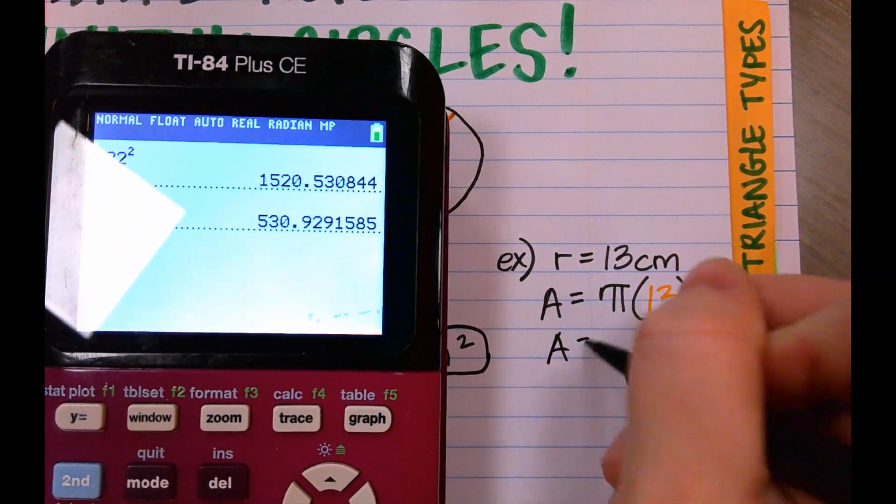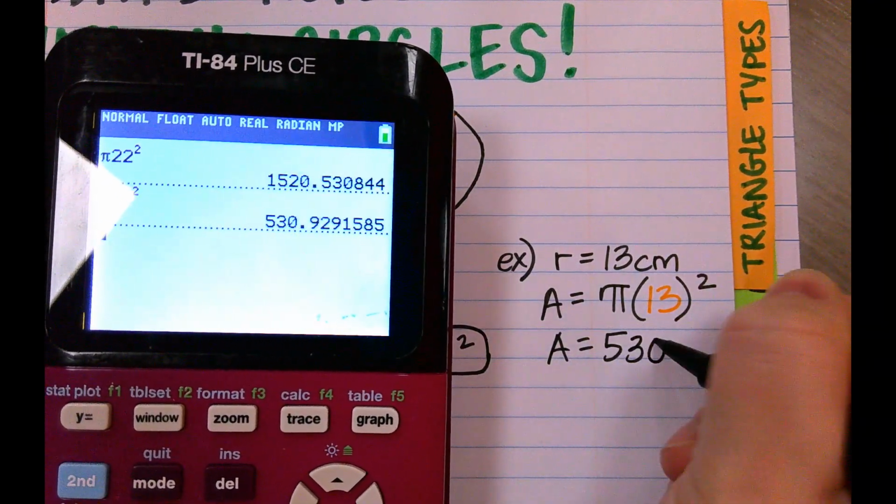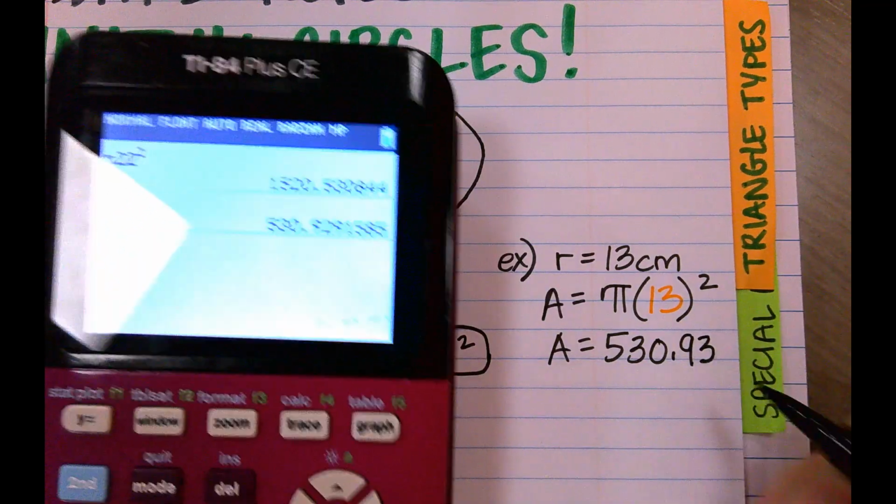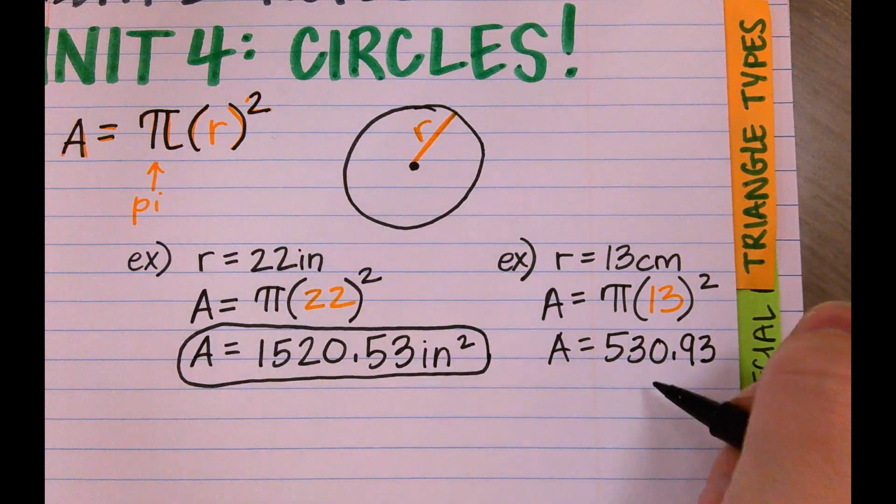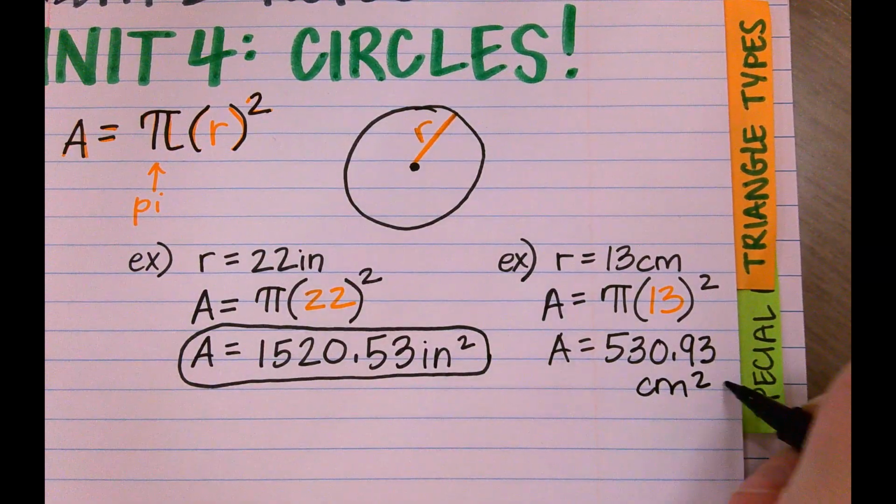So area equals 530.93. What are my units? Centimeters squared. Good. Centimeters squared.